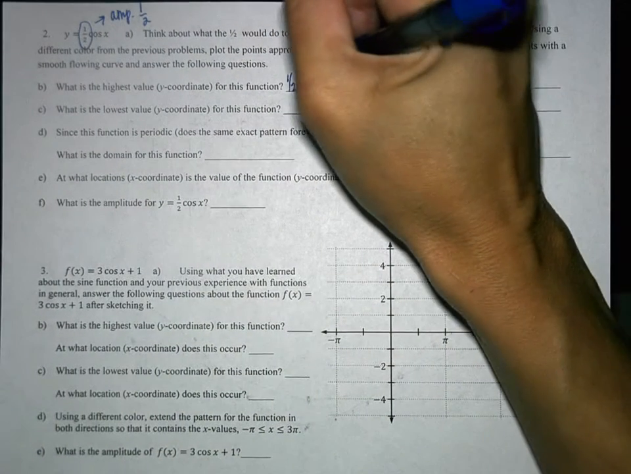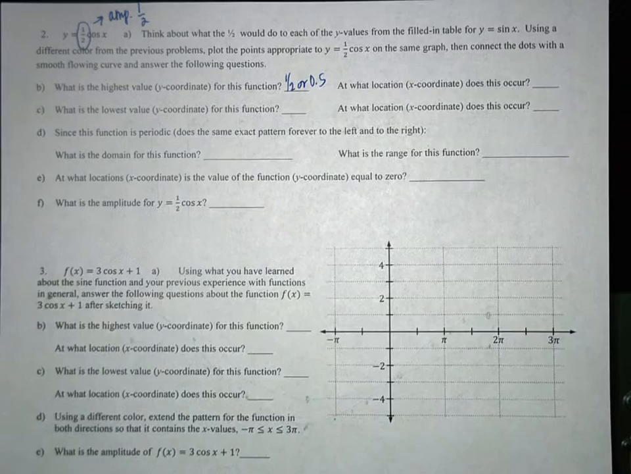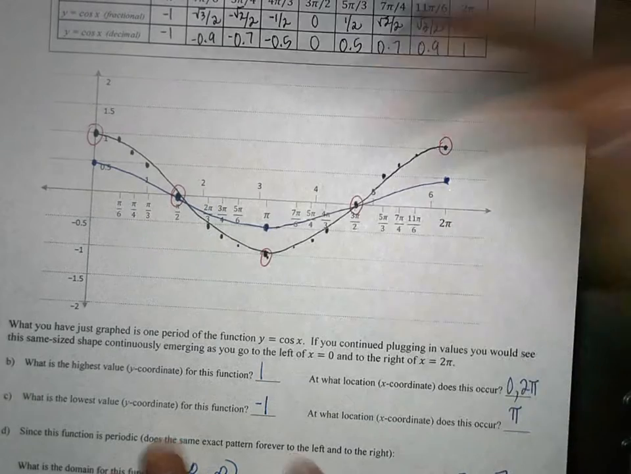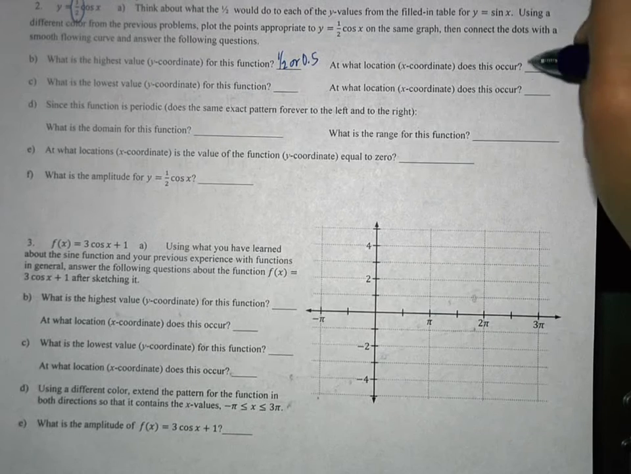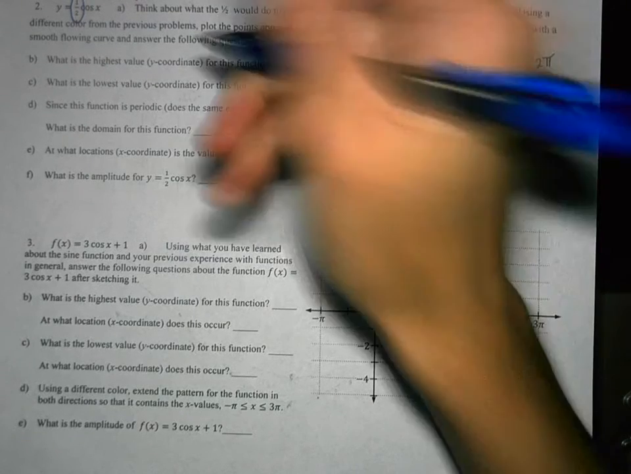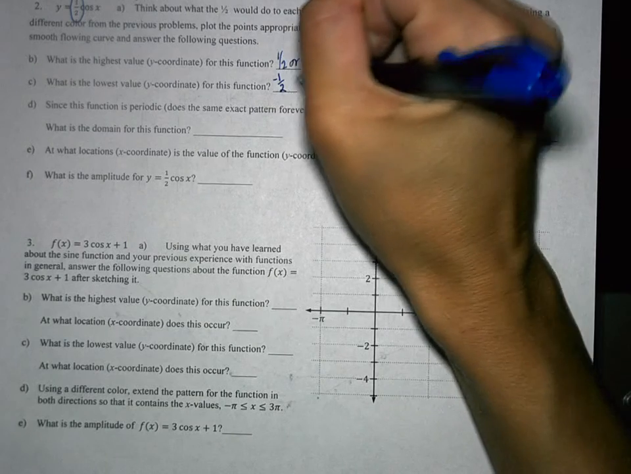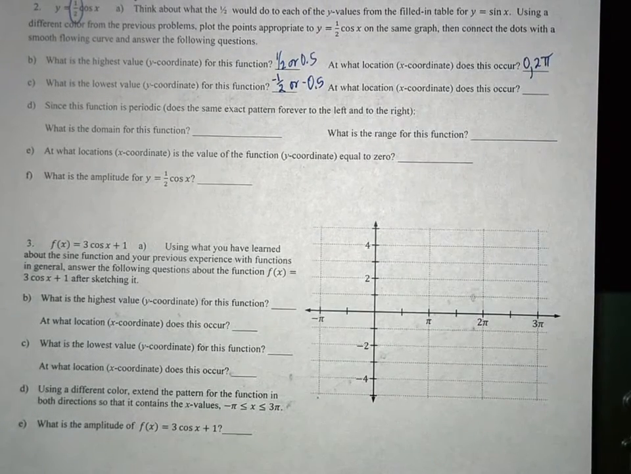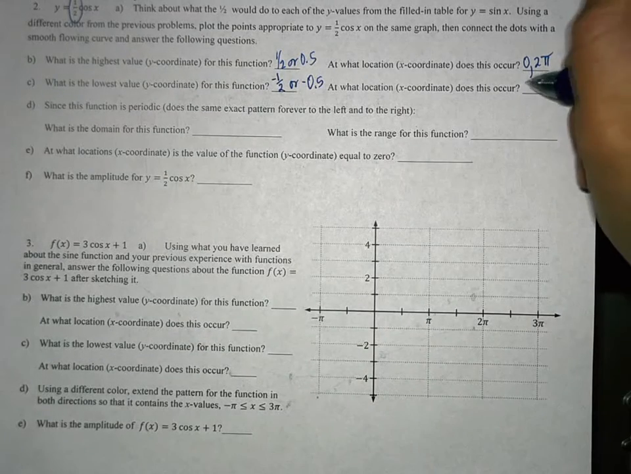0.5. So you can write 1/2 or 0.5. And at what locations does that occur? Very good. So 0 and then also 2 pi. Okay, and then the lowest value is, good, -1/2 or -0.5. And at what location does that occur? Very good. Pi is correct.